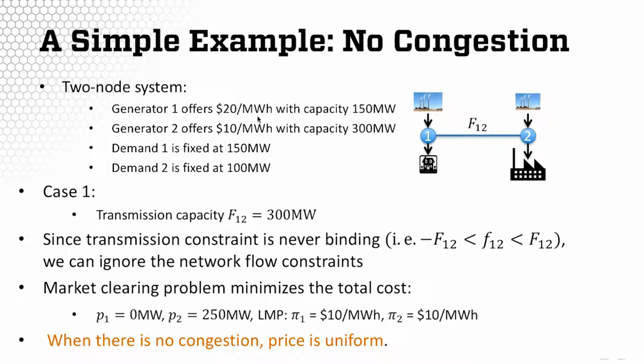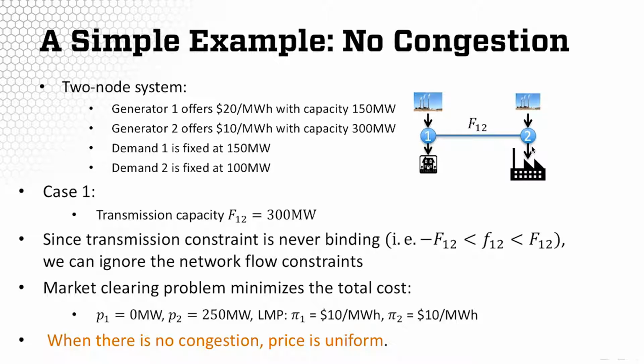And generator 2 is another company operating at node 2, and it offers $10. It's a lower price, and the capacity of this generator is actually higher, 300. The difference can come, for example, from different fuels that generators burn, and different types of generators can have different capacities. This kind of situation happens all the time in electricity markets. And the demands, in this case, are fixed. For example, demand 1 is fixed at 150 megawatts, or 150 units, and demand 2 is fixed at 100 units.